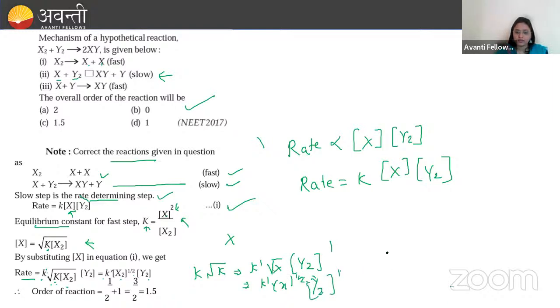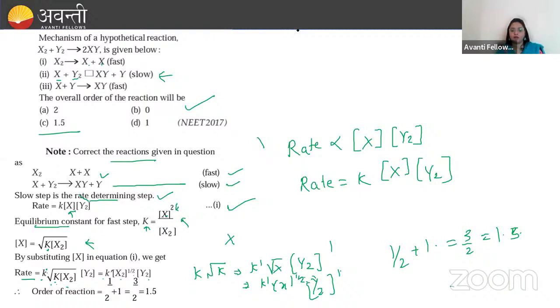So make the sum of both, 1/2 plus 1. What will be the answer? It will be what? 3/2. That is what? 1.5. Yes, any doubt? Yeah. So here, what will be the rate of overall reaction? Rate will be what? 1.5. Okay.